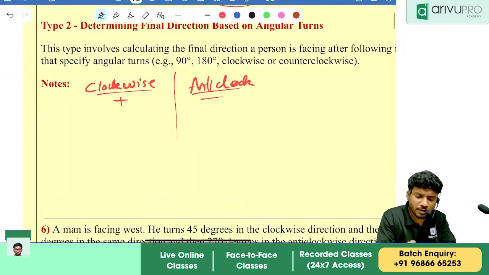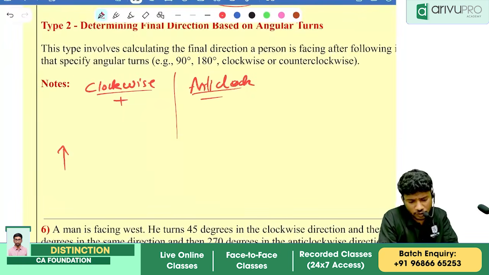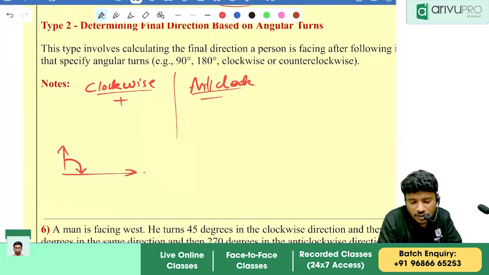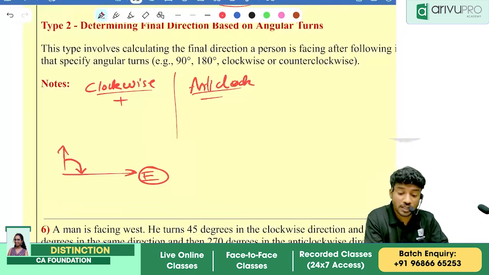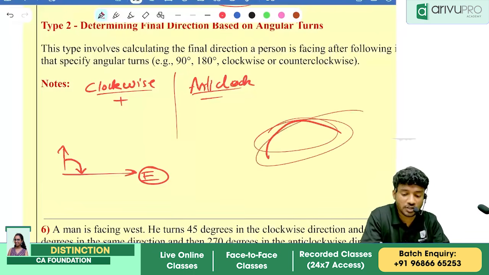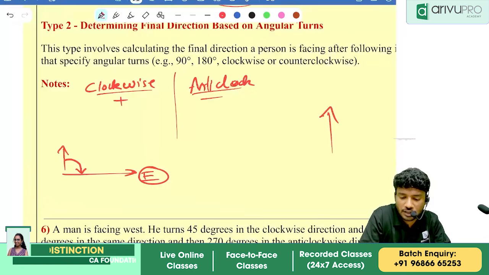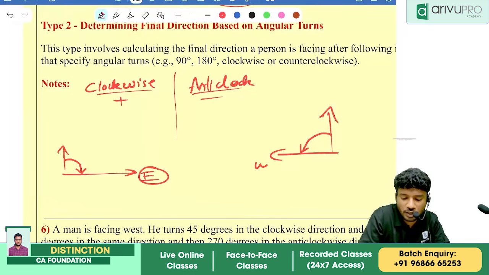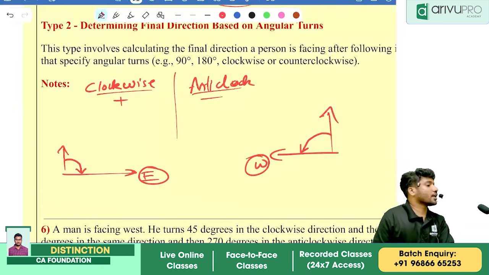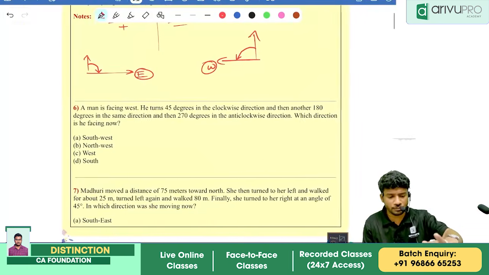Remember this. People, whenever I say Nithin is looking towards north, he turned 90 degrees clockwise means what? He is going in the clockwise direction and he is now looking towards which direction? East direction. Anti-clockwise means we should go in the opposite direction. Nithin is looking north and he is turning in anti-clockwise direction, this way. And he is looking towards which direction? West direction.